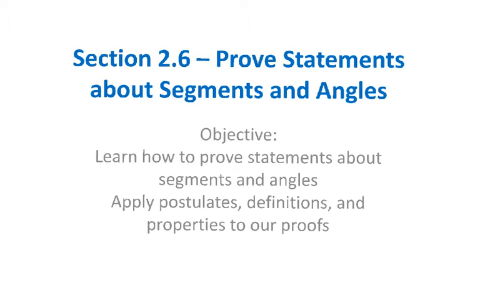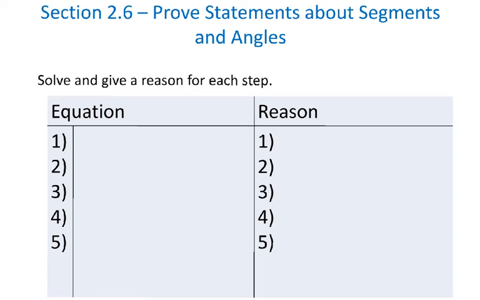Hey geometry students, what we're going to be doing today is section 2.6. We're going to prove statements about segments and angles. Our objectives are to learn how to prove statements about segments and angles and apply postulates, definitions, and properties to our proofs. Okay, let's get started. Before we get started, I'm going to tell you we are splitting this section up into 2 days. So this is going to be part 1 of our section 6, okay?